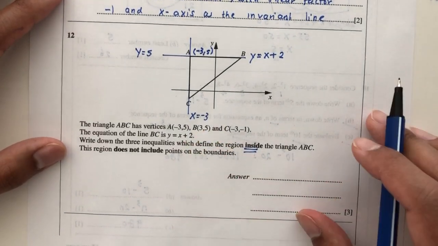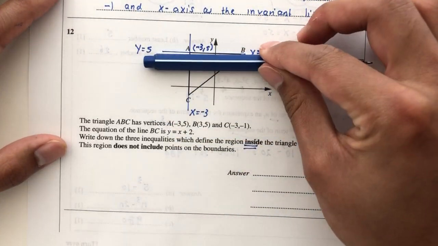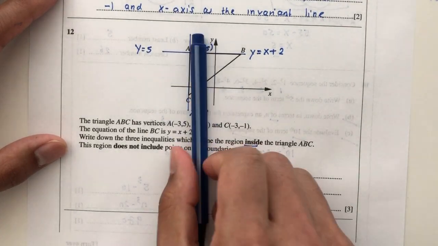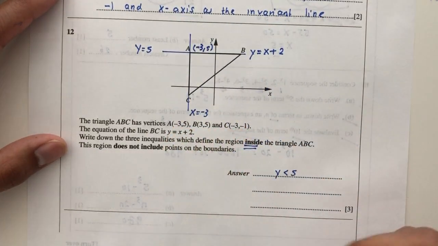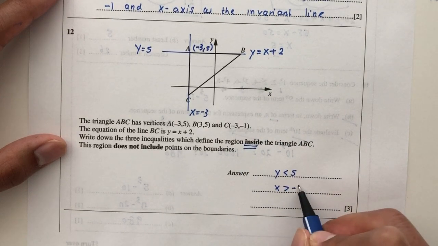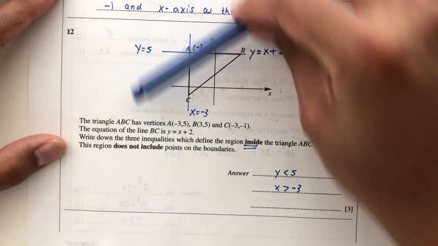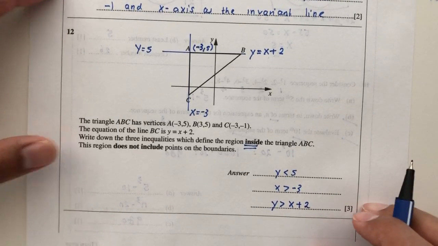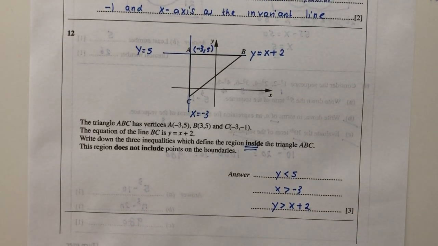So in that case, let's write this down. So first one, it will be below this line. So y is less than 5. It will be on the right side of this line. It will be x more than -3. Will be above this line. So y will be more than x plus 2. That is question number 12.